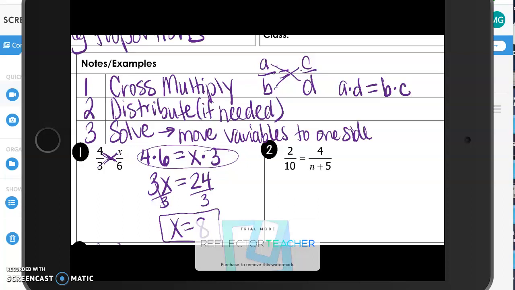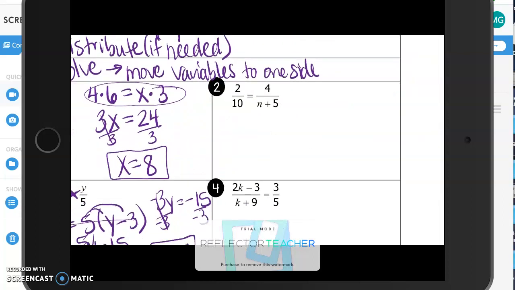I would always move the variables to one side first. So if we look at number 2, we would have 2 times n plus 5. So you need to put the n plus 5 in parentheses to show that you have to distribute the 2 to both the n and the 5, is equal to 4 times 10. So we cross multiplied and got that first line. Now, you will not have to write that much of a first line the first time, or every time. You can shorten that up if you want.